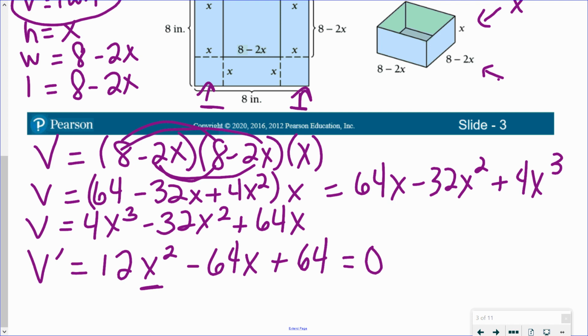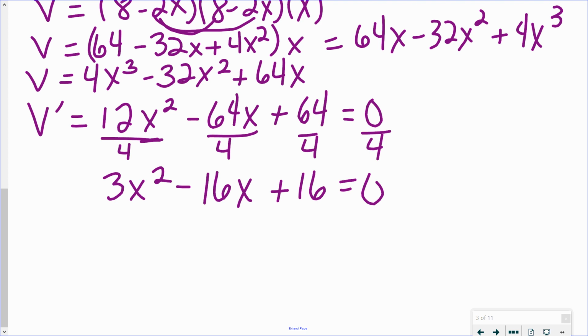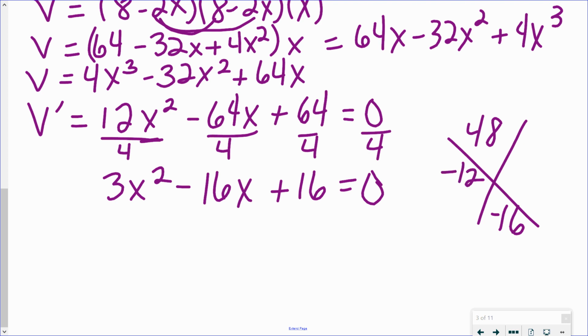The first thing that I see, and I like to make these numbers as small as possible, is that everything up here is divisible by 4. So I'm going to divide everything by 4, and I get 3x squared minus 16x plus 16 equals 0. 3 times 16, so that's 48. I'm just doing the work to figure out how to factor this. We have to add to a negative 16. So I think that that is going to be negative 12 and negative 4. We're going to divide each by 3.